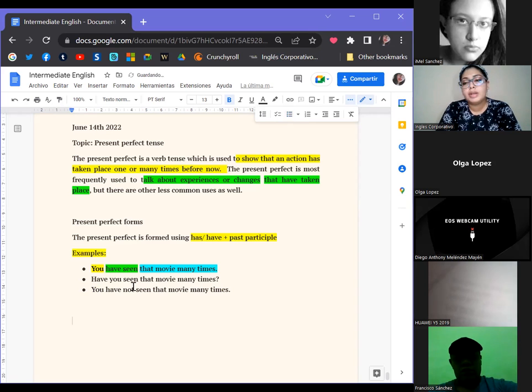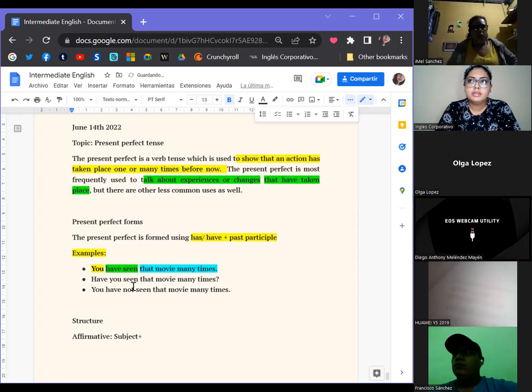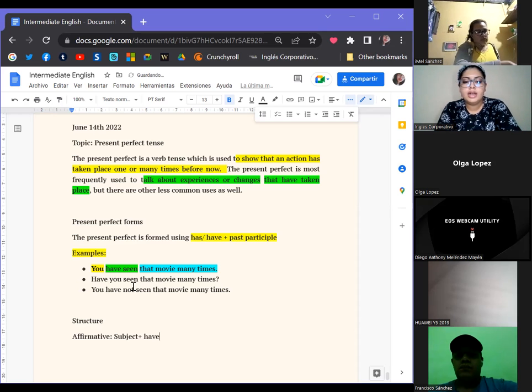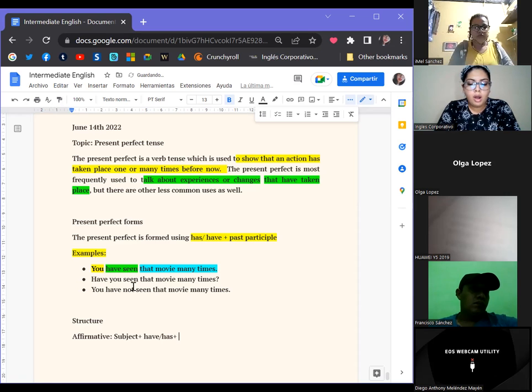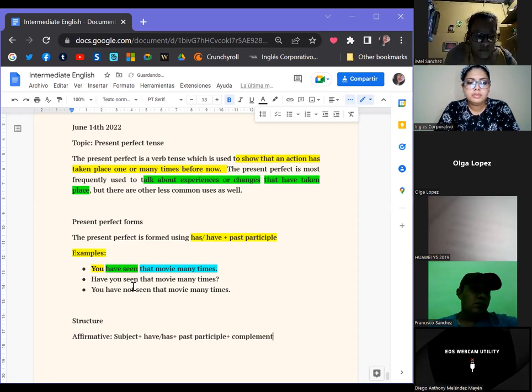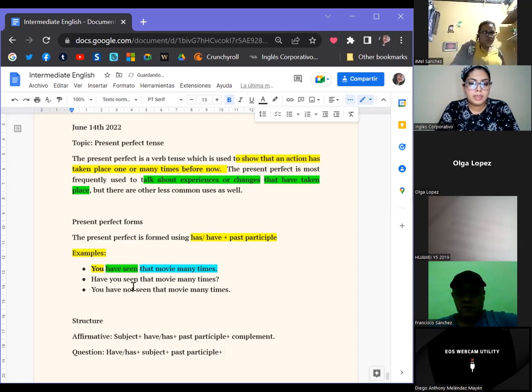So in that case, we can say that we have this kind of structure. We're going to write the three structures. Affirmative: subject plus have or has plus past participle plus complement. Question: have or has plus subject plus past participle plus complement plus question mark.